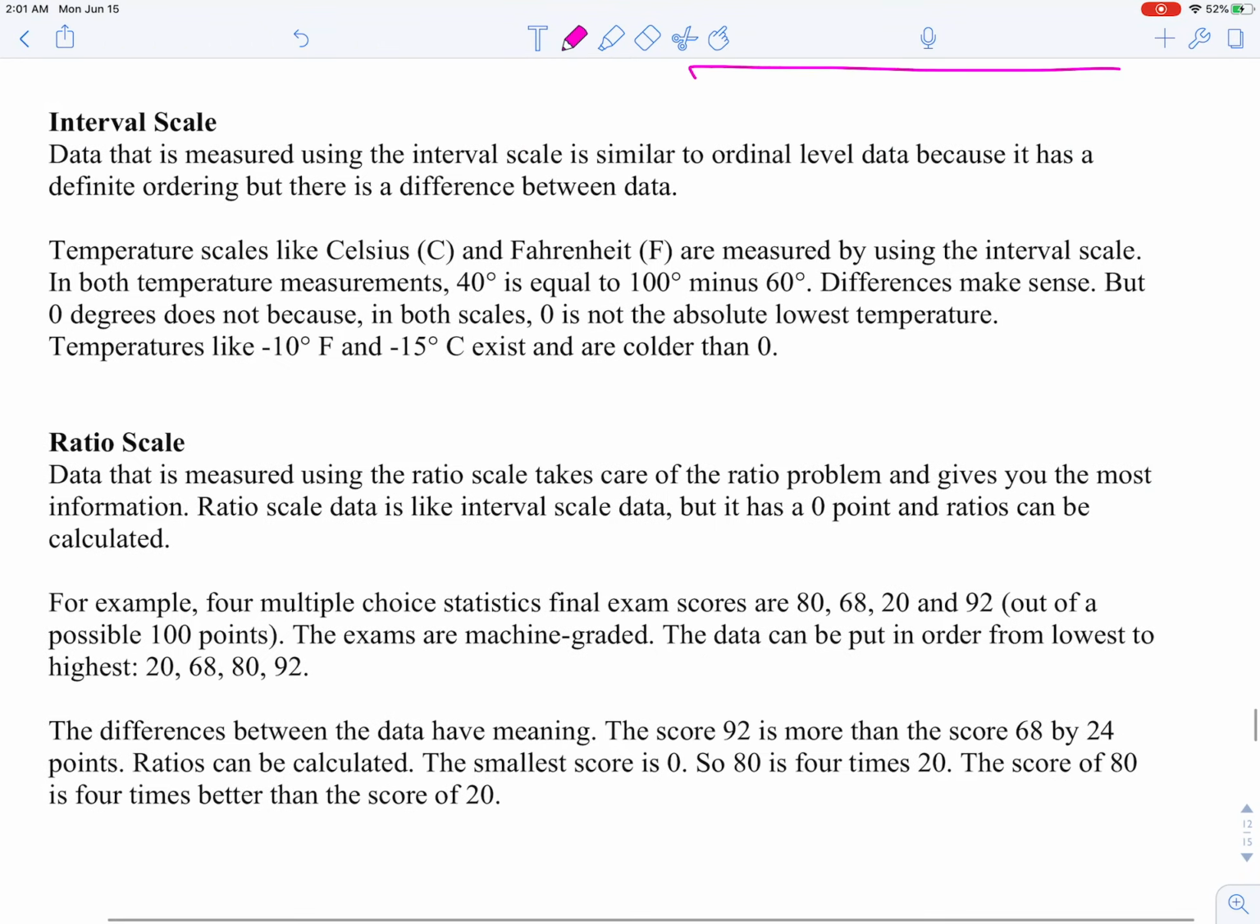All right. Next one, and the last one for these, the ratio scale. Data that is measured using the ratio scale takes care of the ratio problem and gives you the most information. Ratio scale data is like interval scale data, but it has a 0 point, and ratios can be calculated. If you get 0 points on the exam, there's the absence of points. If you have $0 in your bank account, you have no money. So 0 makes sense.